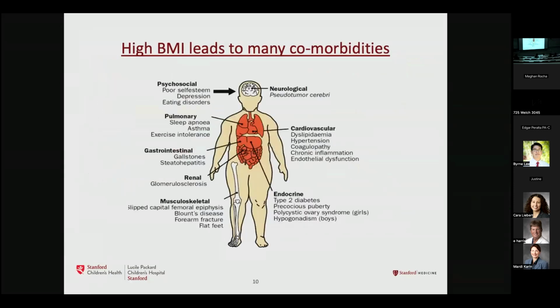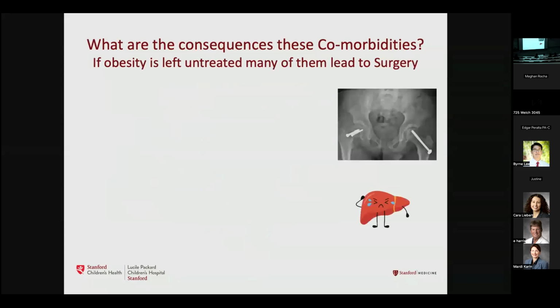BMI leads to many comorbidities. There are over 200 other diseases that are caused by obesity. And some of them are very specific to children. For example, pseudotumor cerebri is much more common in children. Slipped capital femoral epiphysis or Blount's disease occur only in children. And children have much more severe type 2 diabetes. Almost every child, 70% of the children who come to us already have insulin resistance, and 10% have diabetes. So what are the consequences of comorbidities?